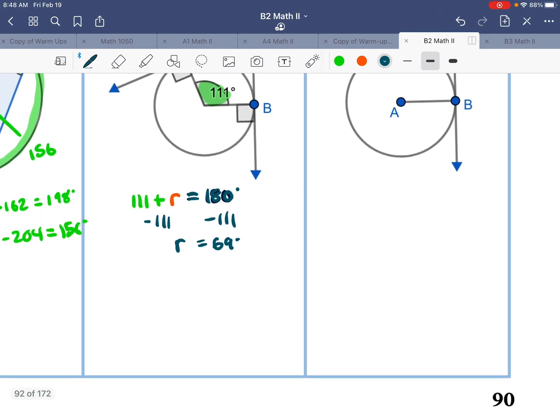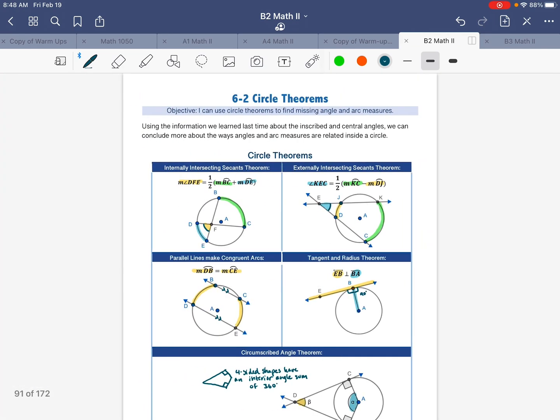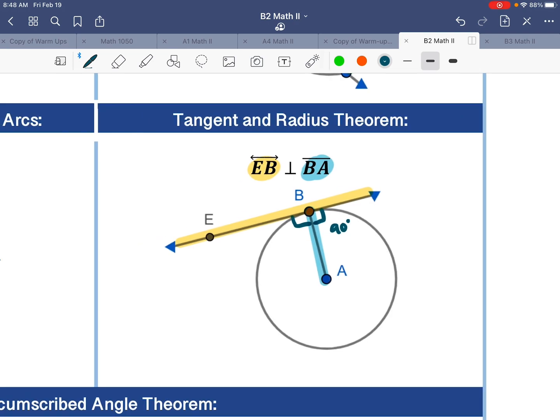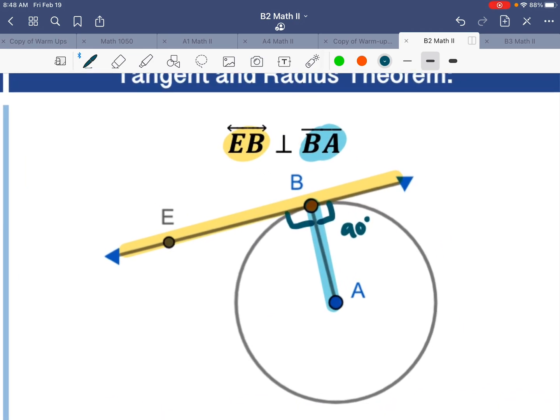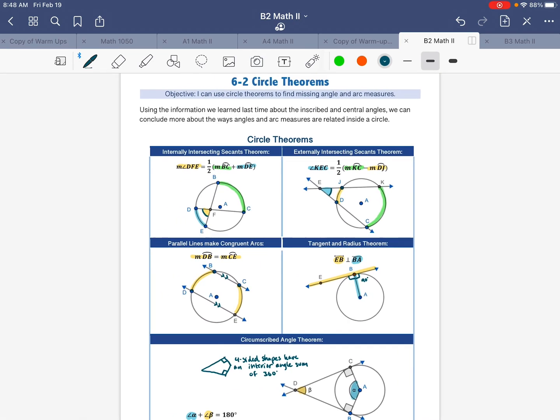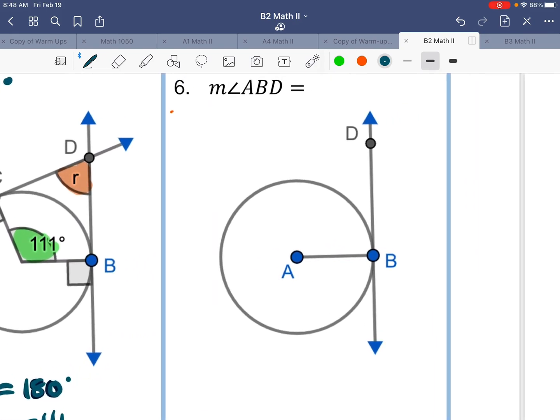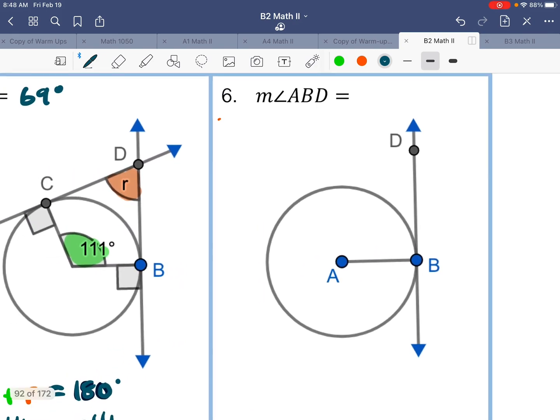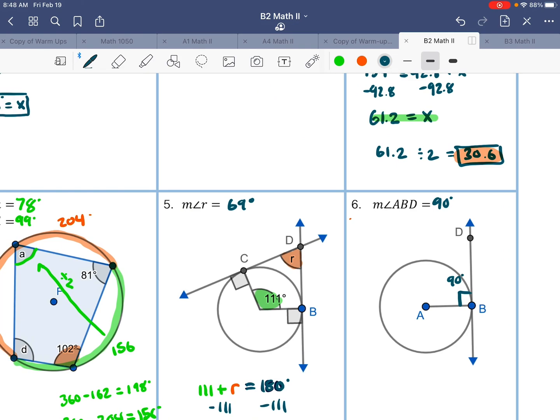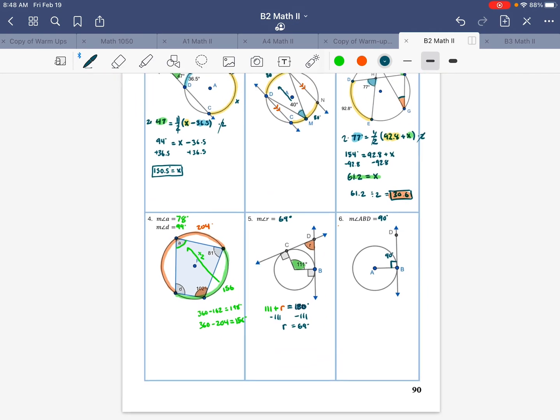And then number 6 is using this picture that looks like that, which just says that they're perpendicular, so the angles in between are 90 degrees. And conveniently, it's asking for angle ABD, which is this angle, which I will already tell you by drawing it in as a square that is a 90-degree angle because they are perpendicular. That's just what the theorem says. So, easy peasy.